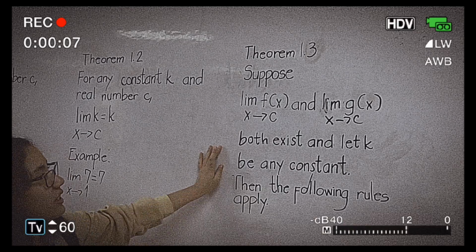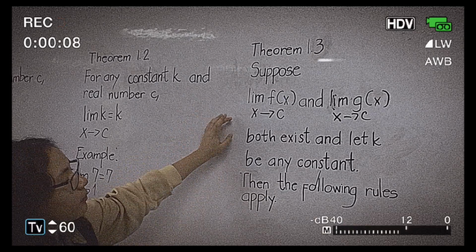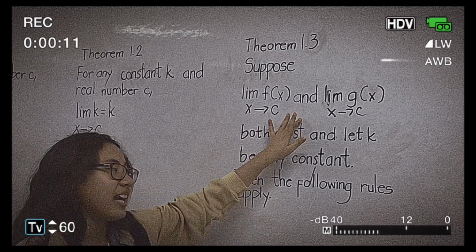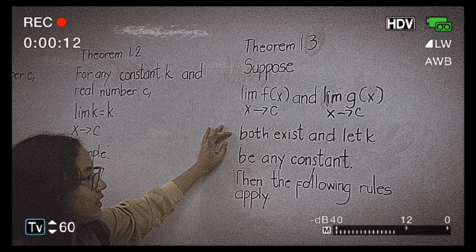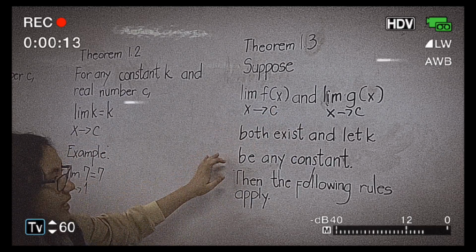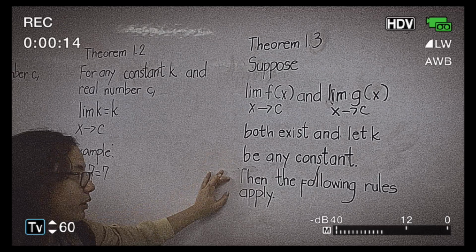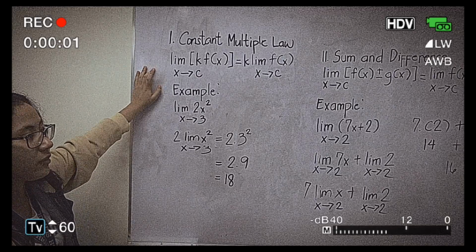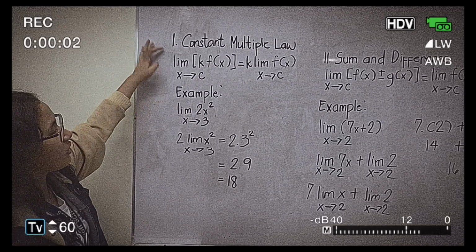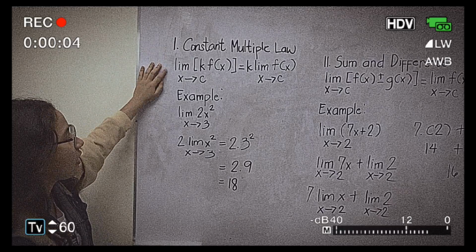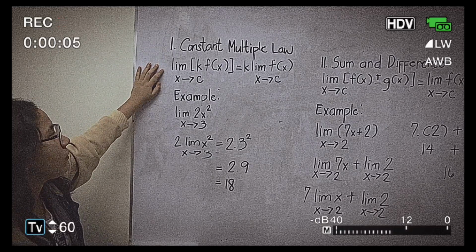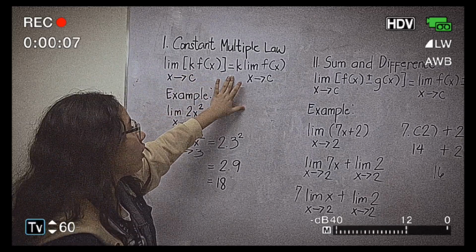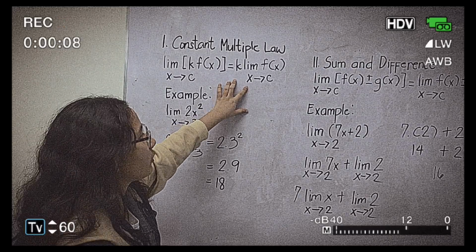Theorem 1.3 states that suppose the limit of f of x as x approaches c and the limit of g of x as x approaches c both exist, and let k be any constant, then the following rules apply. The first rule in Theorem 1.3 is the constant multiple law, which states that the limit of k times f of x as x approaches c equals k times the limit of f of x as x approaches c.